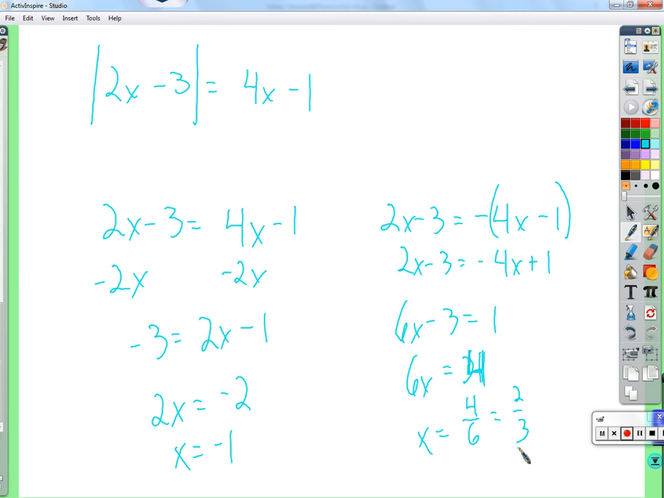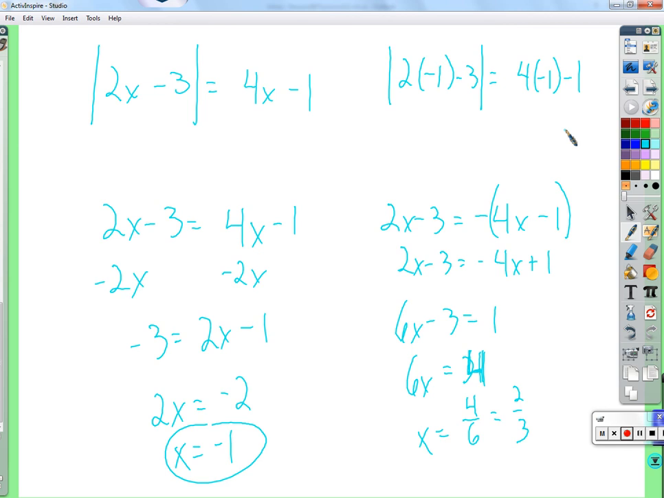So I'll pick the one that I know is not going to work right here, and we'll quickly see why it doesn't work. We'll just plug it in for x into the original equation. Absolute value of 2 times negative 1 minus 3 equals 4 times negative 1 minus 1. Can anybody tell me right away why this couldn't possibly be true?